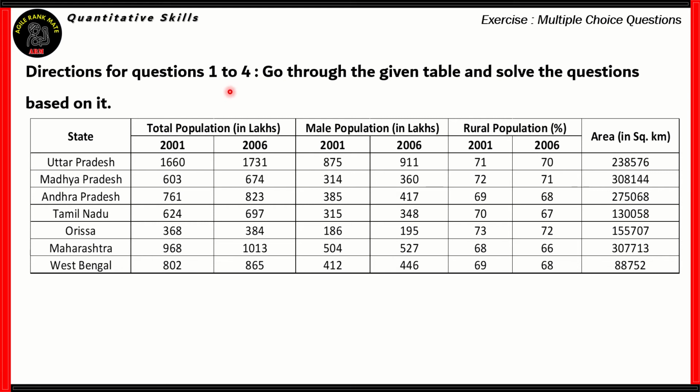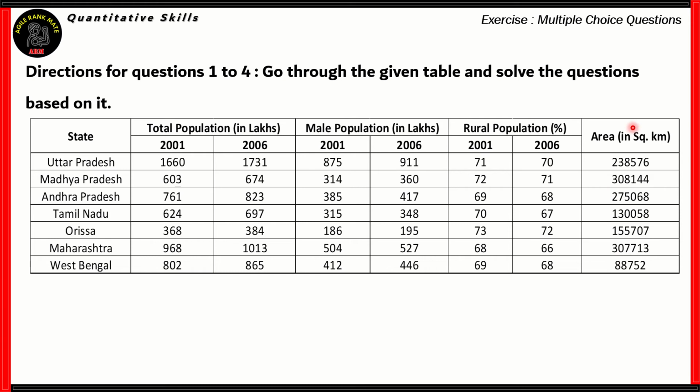Directions for questions 1 to 4. Go through the given table and solve the questions based on it. So we have 7 states. We have their total population in lakhs from 2001 and 2006. We have their male population in lakhs from 2001 and 2006. We have their rural population in percentages from 2001 and 2006. And we also have their area in square kilometers.